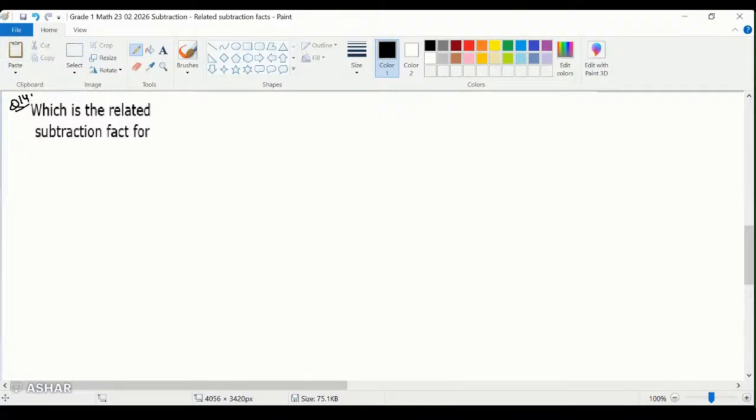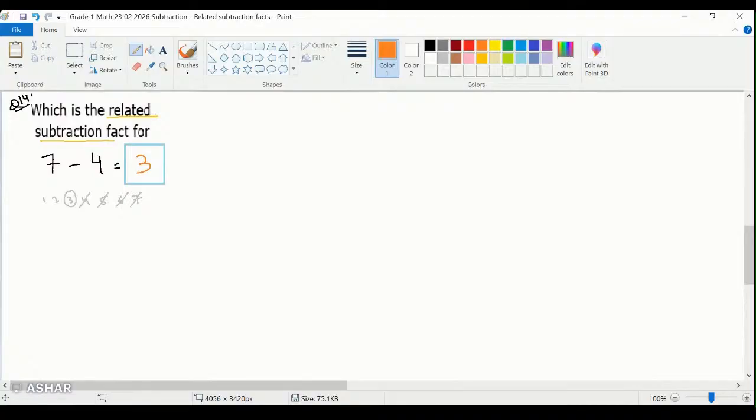We need to find the related subtraction fact for 7 minus 4. We know that 7 minus 4 would always be equal to, if we have the numbers 3, 4, 5, 6, and 7, if we subtract 4, we're left with a 3.